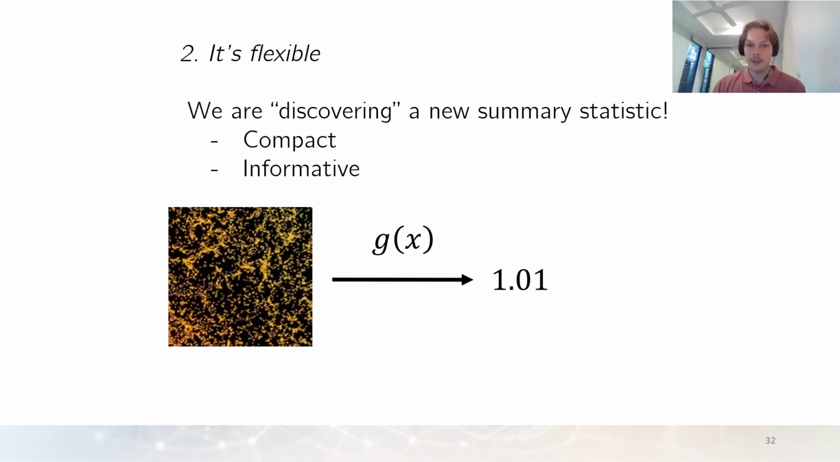It's also very flexible. We're effectively discovering a new summary statistic that can take any information in the field, however higher order it needs to be, depending on how we set up our compression model. But basically, you can access 4-point, 8-point, whatever you want to capture that information.